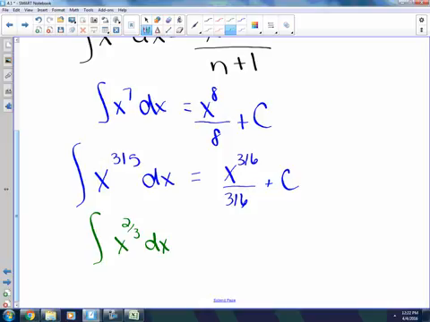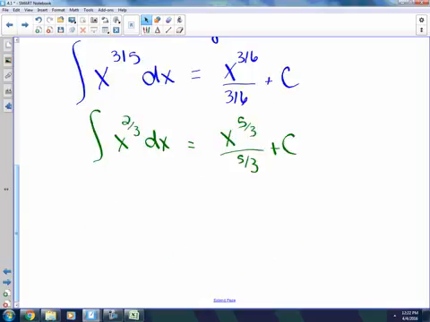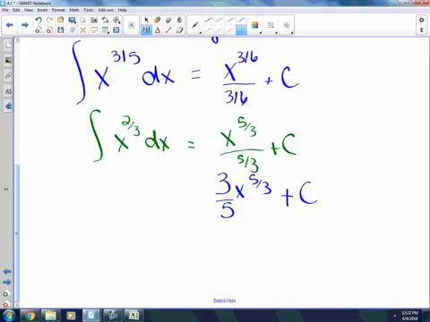Okay, add 1 to the power. 2/3 plus 1. 5/3. Divide by that power. Now we're going to fix those because that's a fraction in the denominator. So instead of dividing by 5/3, you multiply by the reciprocal, 3/5. There's your answer. I'm glad you said that. So we're dividing by that new power, but I don't want a fraction in there. So you multiply by the reciprocal.